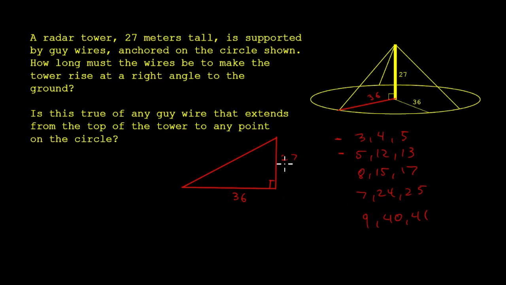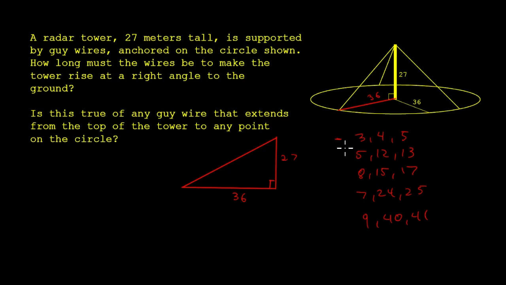Now what we're doing here is a multiple. Multiples of these are also right triangles. If we have 3, 4, 5, times 2 is 6, 8, and 10. You could also multiply by 3: 9, 12, 15. You could multiply by 4 and get 12, 16, 20.